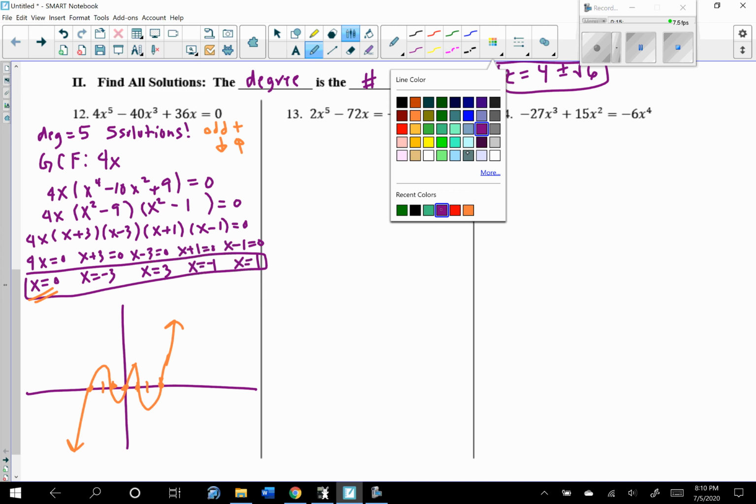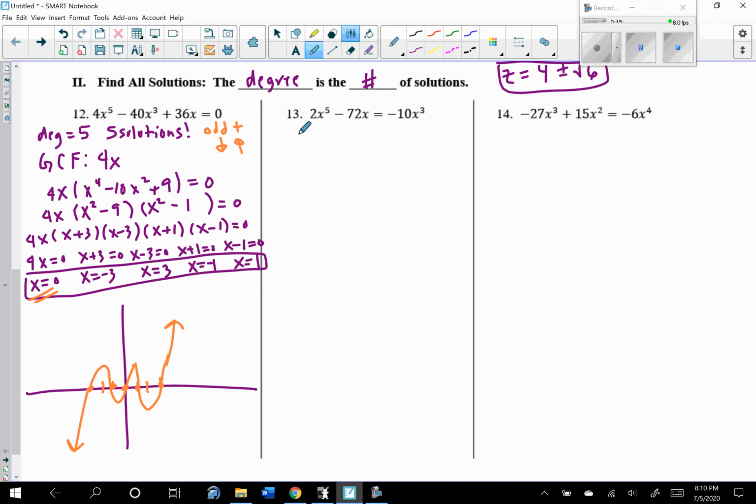So for the next one, same thing. First thing I would do is set this equal to 0 to put it in standard form, so 2x to the 5th, and then I'm going to add the 10x cubed to the left side minus 72x. And so then we're going to do the same thing. First thing I would do is look for a greatest common factor. So the greatest common factor looks like it's 2x, and then that means this would be x to the 4th plus 5x squared minus 36 equals 0.